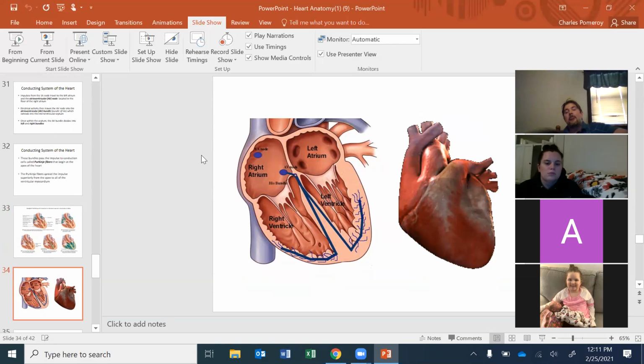There are 4 basic parts to this nerve network. So keep in mind that we're talking about nerves, all right? And these nerves are controlling the beating of the heart.